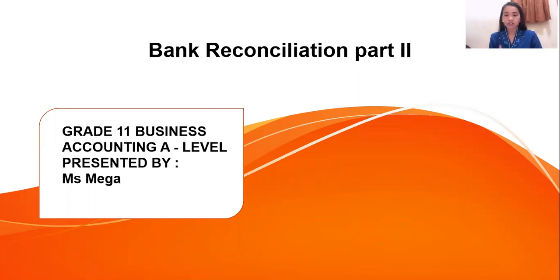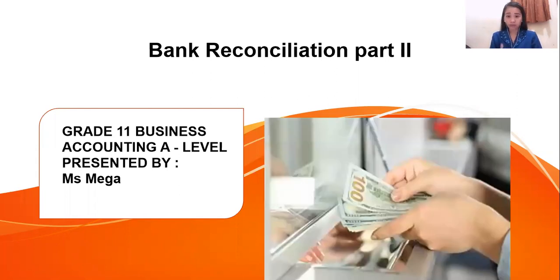Please remember, for bank reconciliation part 1, we discussed the meaning of bank reconciliation. In the first place, we have the bank statement, and the second one, we have the cash book. Now we want to reconcile the balances of both. If the bank statement and the cash book balances do not agree, the first thing we must do is update the cash book.